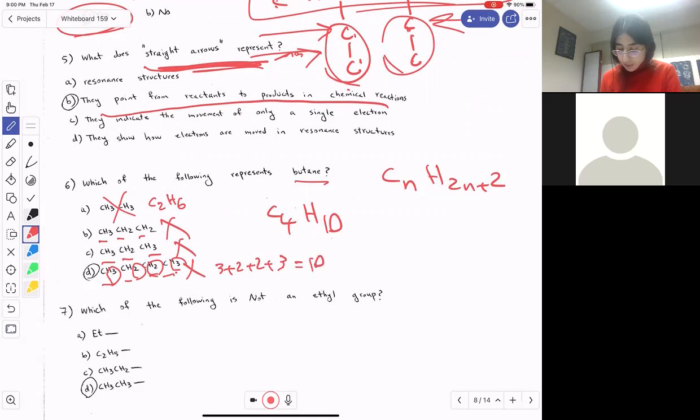Which of the following is not an ethyl group? So you saw in your book, you can write Et. C2H5, this is again C2H5, but this is C2H6. Remember what it was? Ethane, not ethyl.